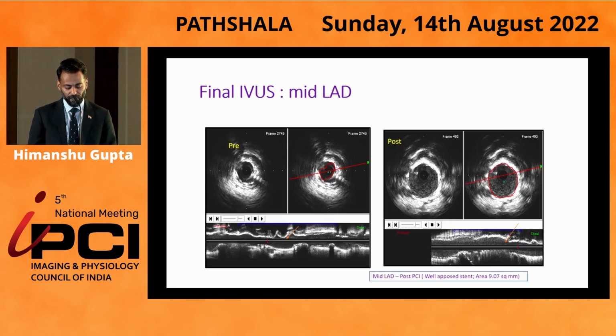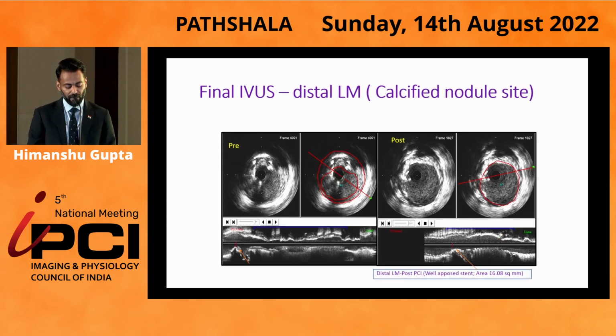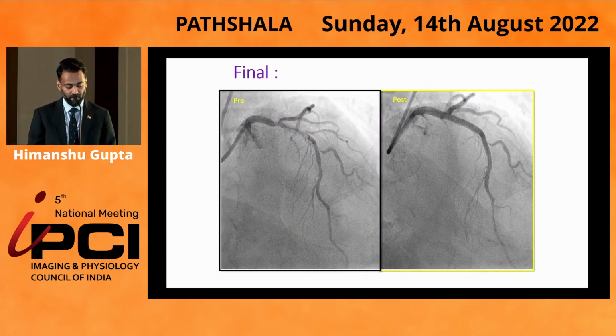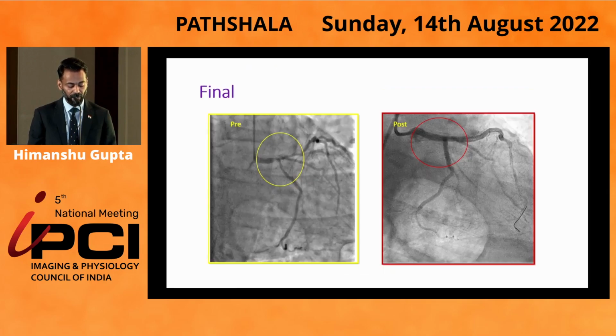For the mid LAD, we got an area of about 9 millimeter square. In the distal left main, about 16 millimeter square. A very well expanding stent from the left main to the LAD and the circumflex. And this patient has done well on 2 years follow-up.